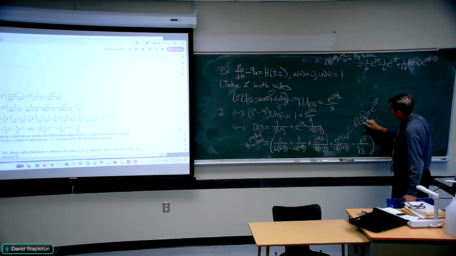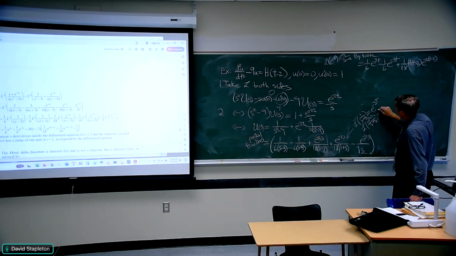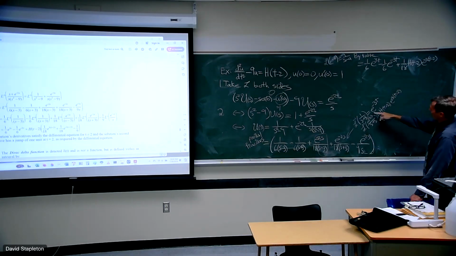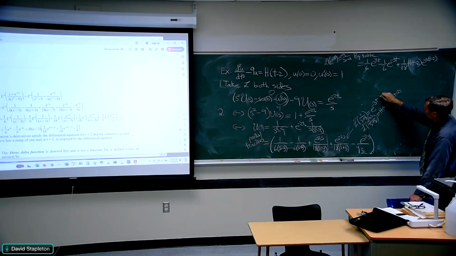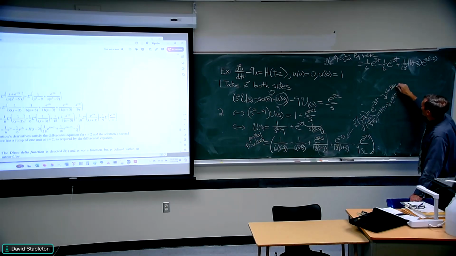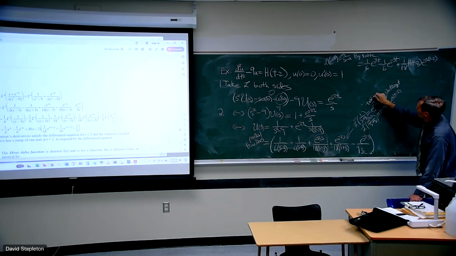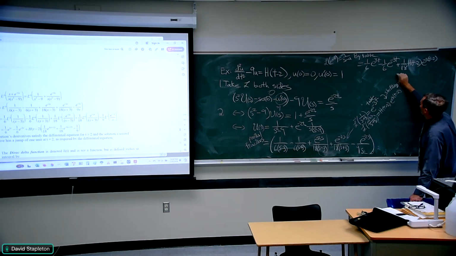The inverse transform of e to the minus 2s over s plus 3 is h of t minus 2 times e to the minus 3 shifted 2 units, e to the minus 3 times t minus 2. So this is the second shifting theorem, or the shifting theorem. Table, followed by shifting theorem. So like I say, you have to practice these.